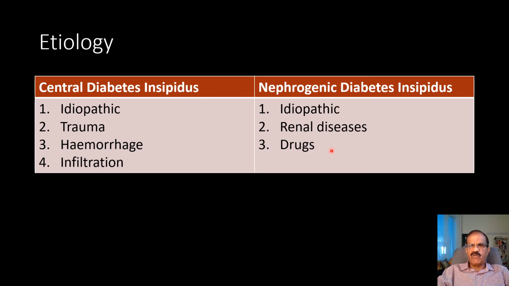If somebody comes with polyuria and you suspect diabetes insipidus, ask if he is taking lithium, and if a patient is taking lithium, that could be one possible cause. Now, of course, you don't straight away stop lithium. You discuss it with your psychiatrist, and he will decide if lithium is absolutely essential or can be substituted with another drug. Some electrolyte abnormalities like hypercalcemia and hypokalemia can also cause nephrogenic diabetes. So we have a number of causes.